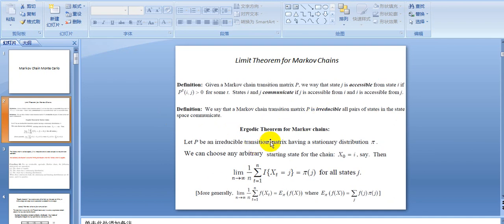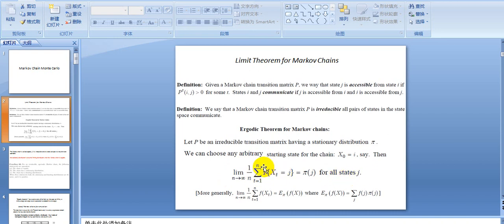Okay, now this is the most important theorem. It's called the ergodic theorem for Markov chains. Let P be an irreducible transition matrix having a stationary distribution pi. We can choose any arbitrary starting state for the Markov chain, let's say x0 equal to i, and then we have this thing. So let me explain what that is. For all j, this is true, right?